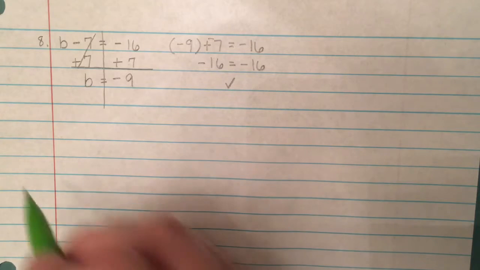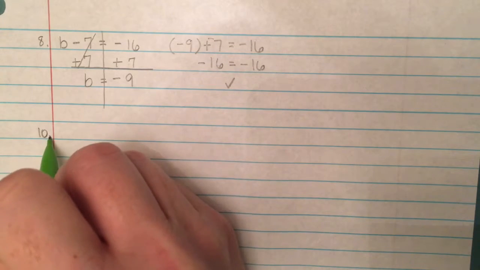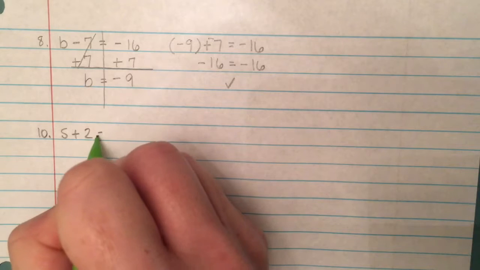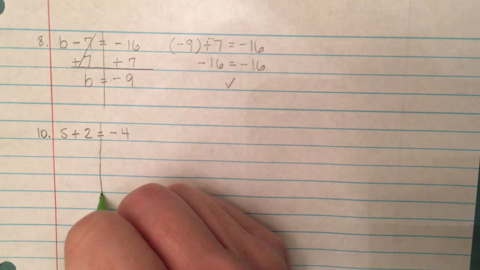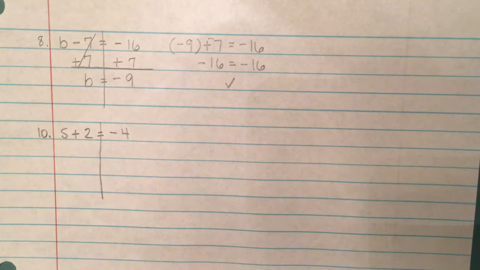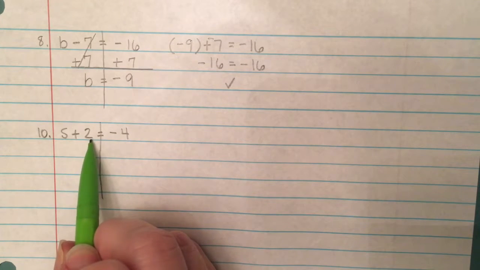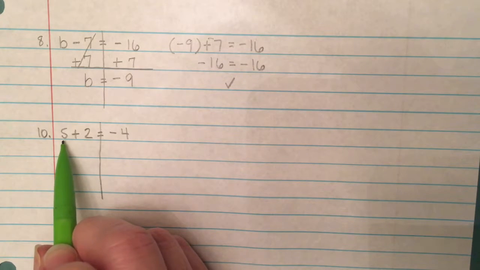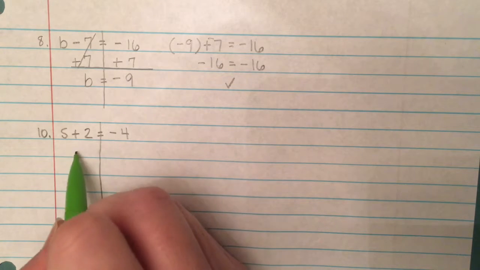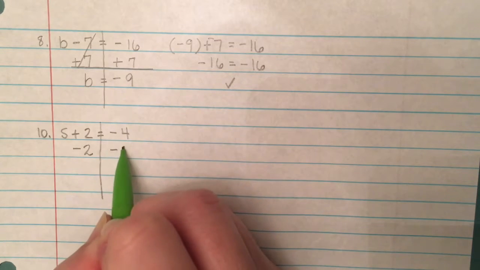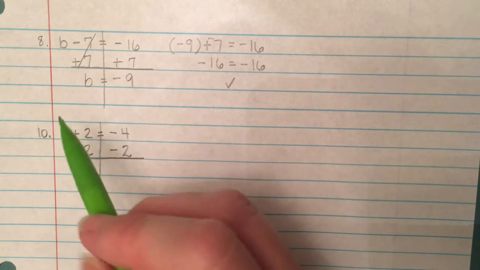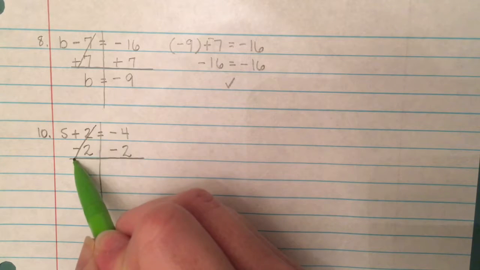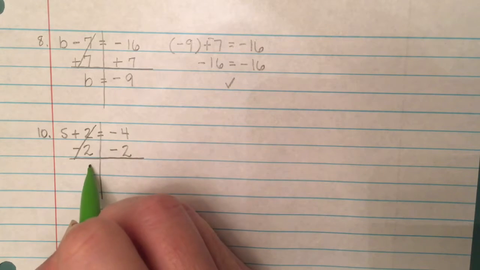Let's look at number 10 on that same page. S plus 2 equals negative 4. Go ahead and draw your line dividing the two sides of the equation. S plus 2, we want to do the opposite of adding 2 because our goal is to get S by itself. The opposite of adding 2 is subtracting 2, and we're going to do that to both sides. The inverse property of addition says that plus 2 minus 2 gives me 0, so I'm left with an S.